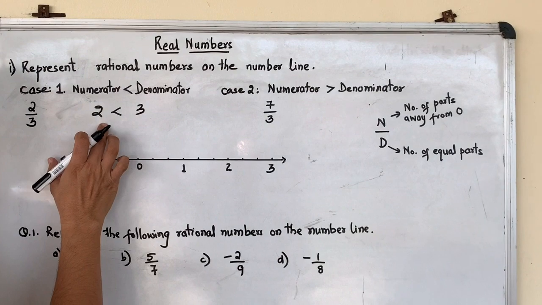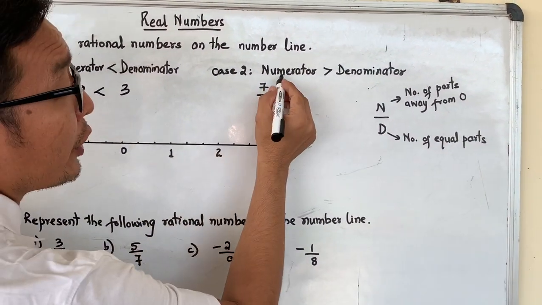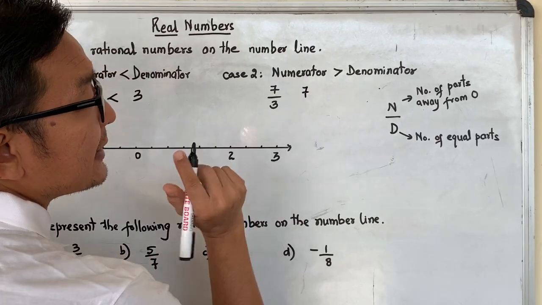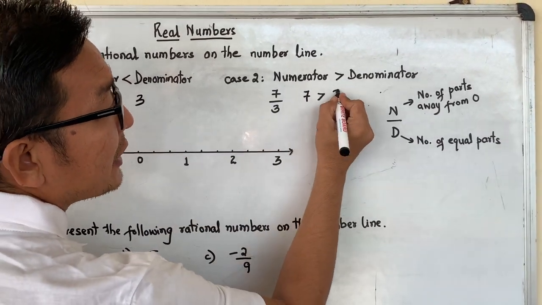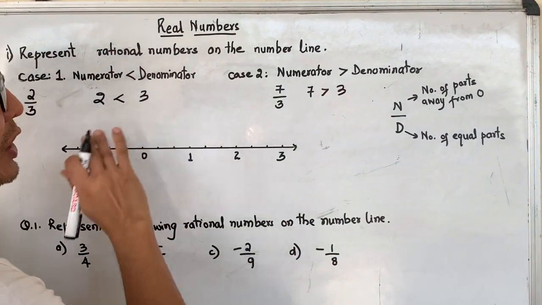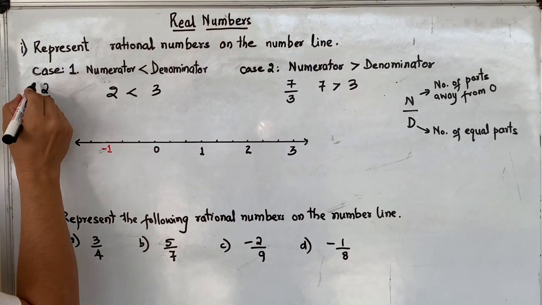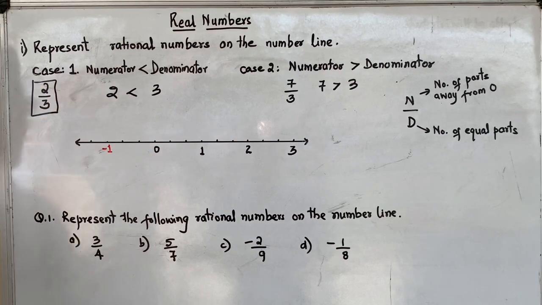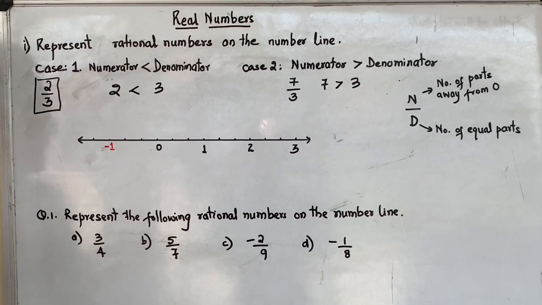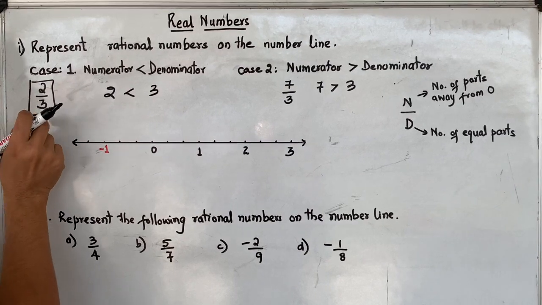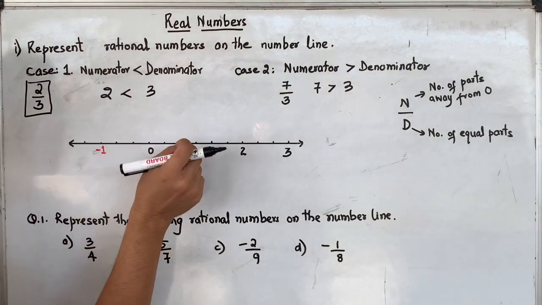The second case is when the numerator is greater than the denominator. So here the numerator 7 is greater than the denominator 3. Let us take the first case, that is 2 upon 3. If you consider the rational number 2 upon 3 and you want to represent it on the number line.